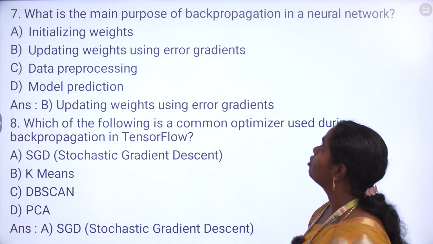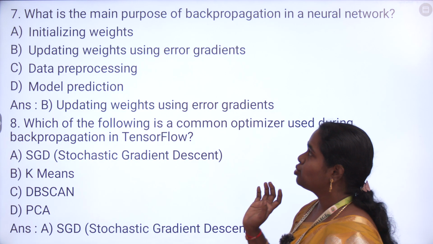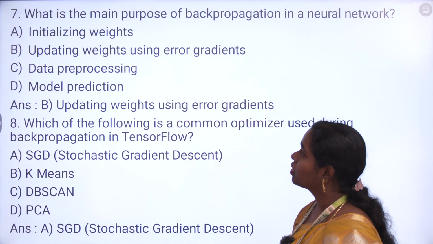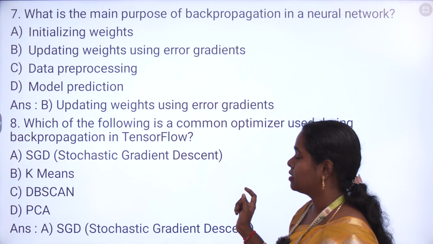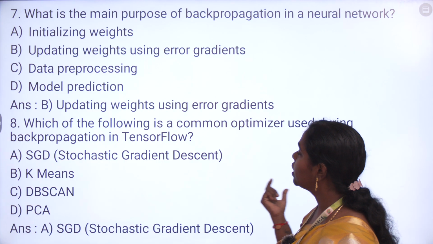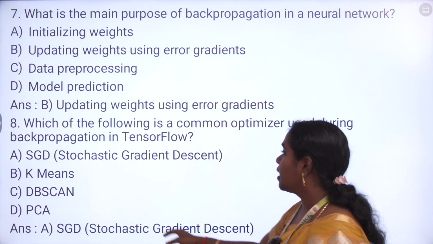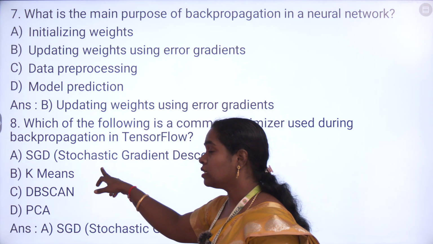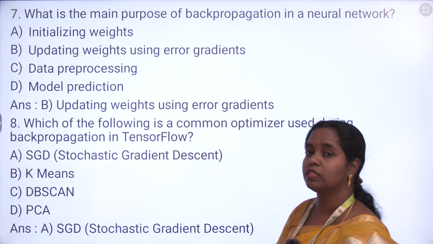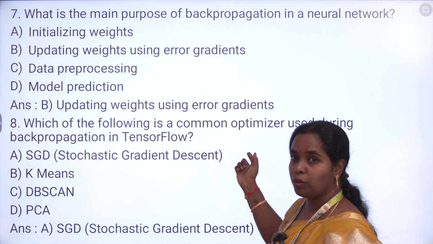What is the main purpose of back propagation in a neural network? It is used to update the weights using the error gradients. So option B is the correct answer. Which of the following is a common optimizer used during back propagation in TensorFlow? Here, SGD, the stochastic gradient descent method, and here we will use two variables. From that we can find the common optimizer.